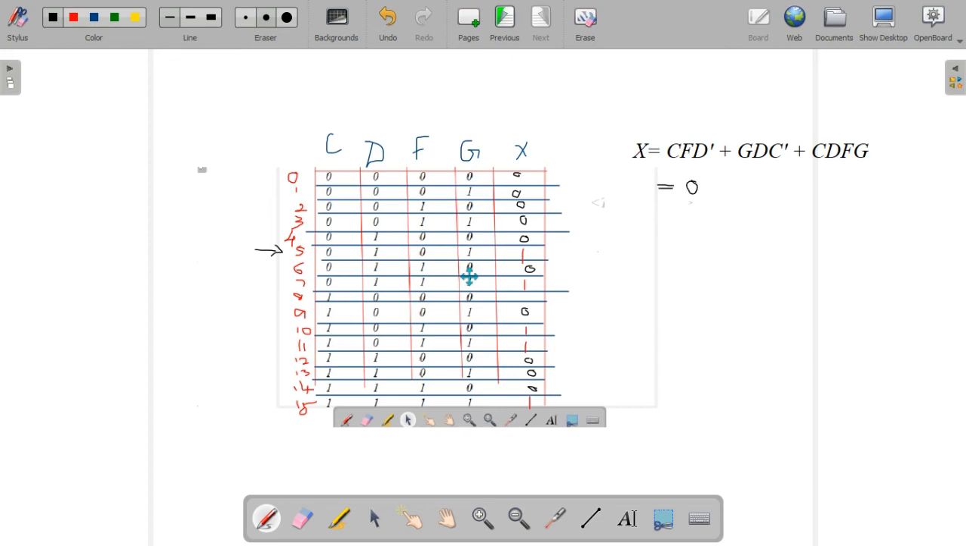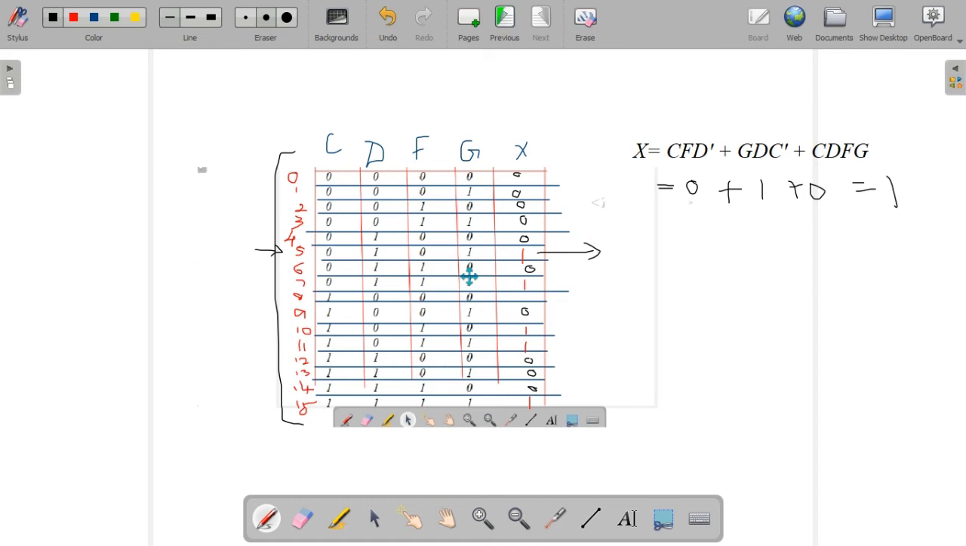So how do we get it here? CFD dash means that value is 0. Then in GDC dash, G and D are 1 and C dash is 1, since C is 0, C dash is 1. So it is 1. By this way, the final value is 1 for this row. So you have to substitute each value and find the values. So these are the decimal positions, and we already discussed that the designation numbers or subscript numbers are decimal numbers. So how will we write? In this question, we have to find the POS expression.